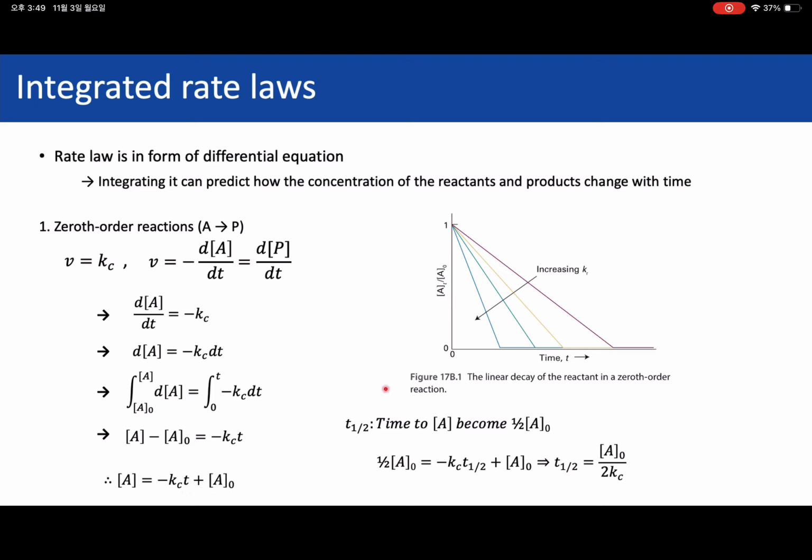We can also calculate the half time, which is t subscript 1 over 2, the time for A to become half of the initial concentration. We can calculate this half time by this relation. So the time it takes for the A value to become half of the initial value is the half time, t1/2, and we have the expression for this half time in this form. So this is for the zeroth order reaction.